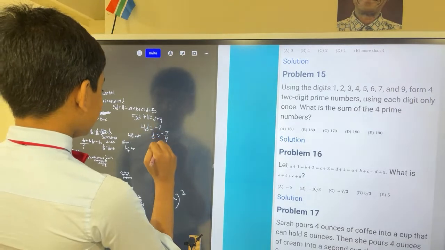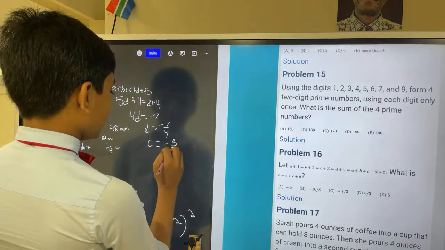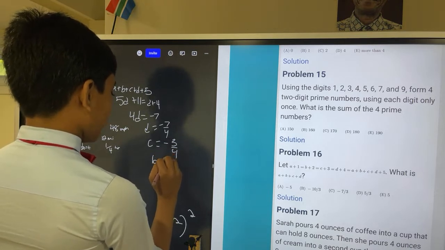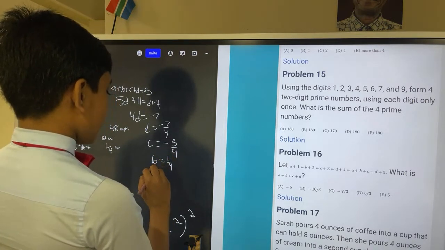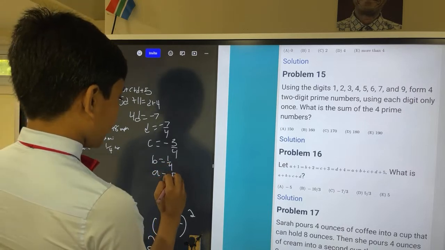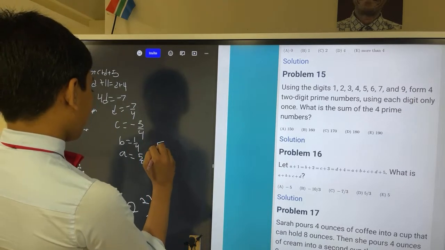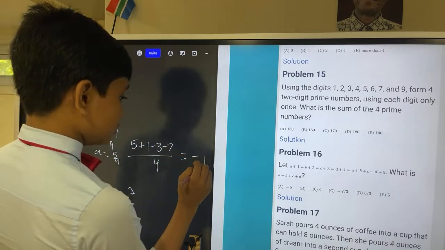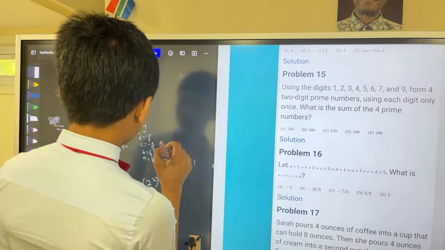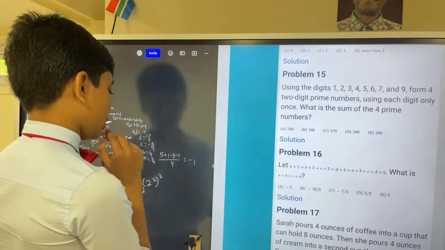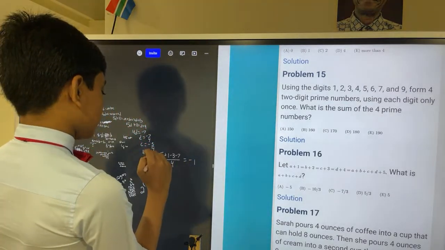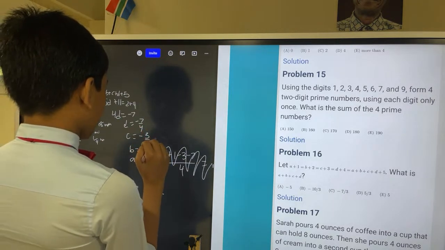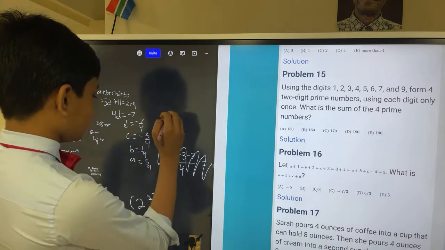So that means C is 1 greater than that. And that means B is 1 greater than that. And that means A is 1 greater than that. So 5 plus 1 minus 3 minus 7 over 4. So it should be minus 1, right? Okay, let's redo our arithmetic. So add 4, add 4, add 4, right?